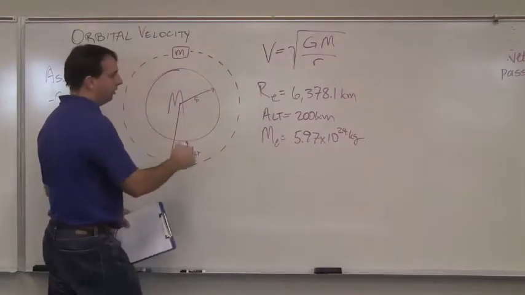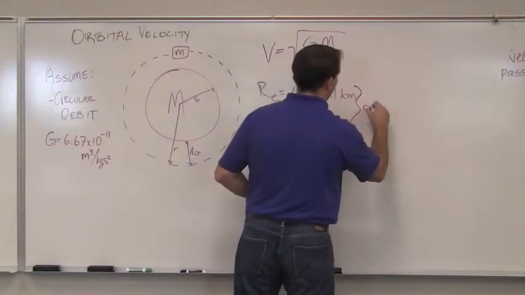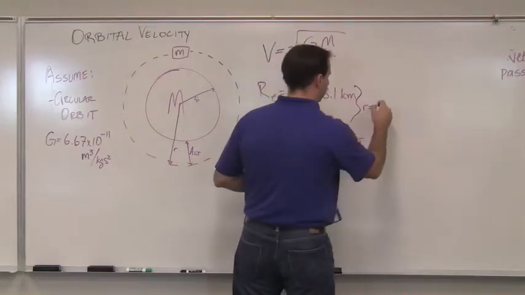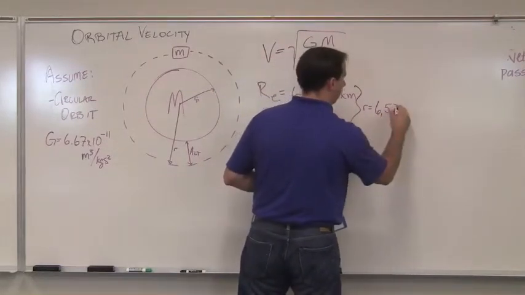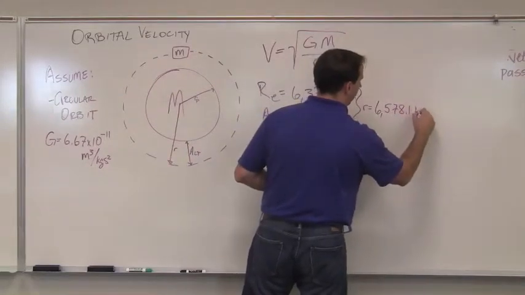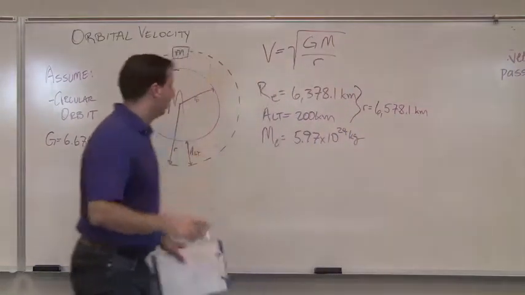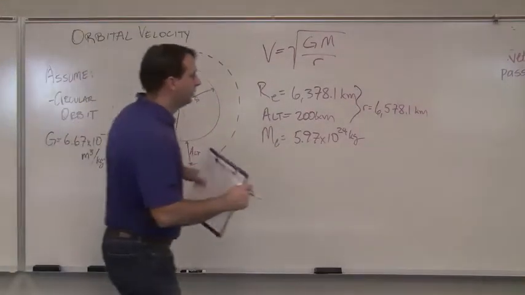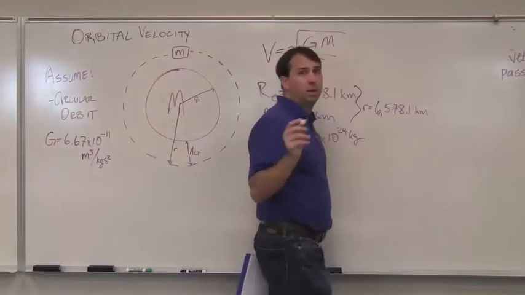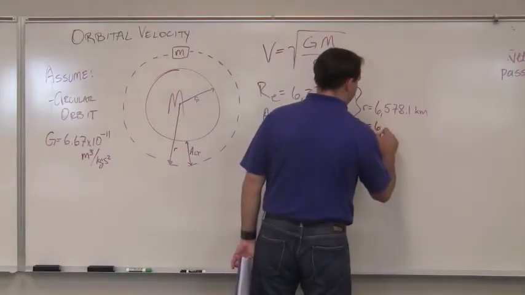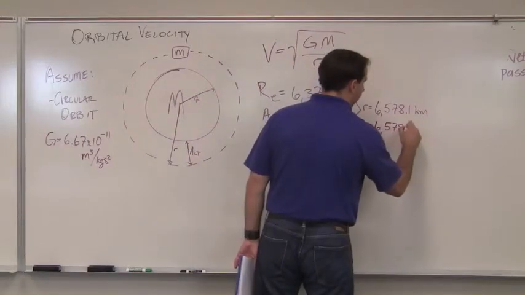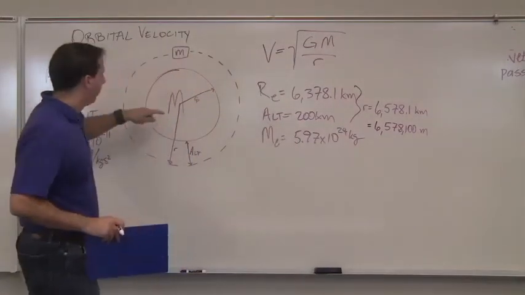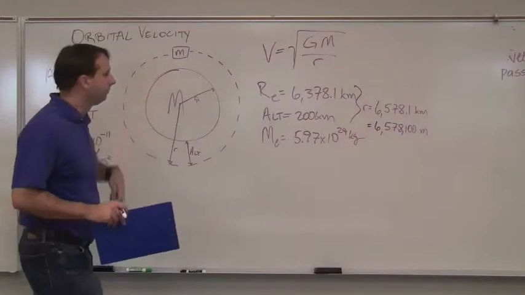So we can calculate R. From here, R is 6,578.1 kilometers. But remember, I use meters for my G, okay? So let's change that to meters. Remember, there's 1,000 meters in every kilometer, so that also equals 6,578,100 meters, okay? That's our R. That's the radius of the circle that the orbiter is making.